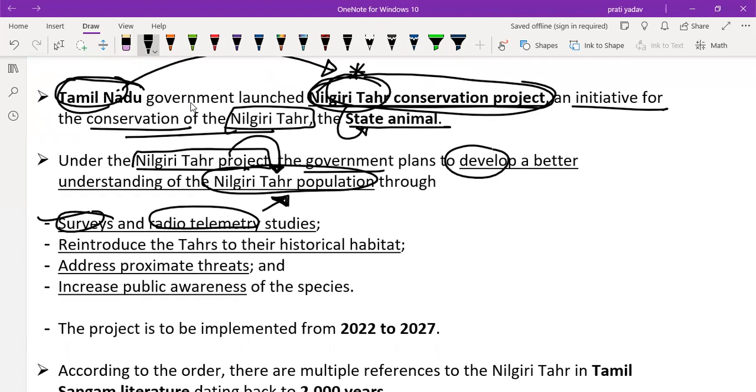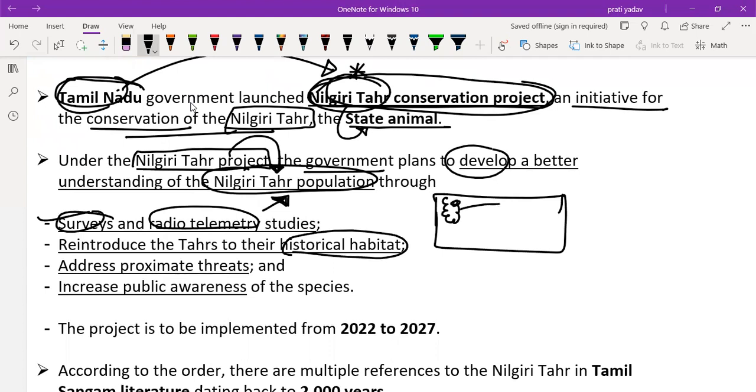Second one is reintroduction of Thars in their historical habitat. Earlier, let's say these are the areas where Nilgiri Thar were located, but now they move to other areas for grazing, for reproduction or for other activity. So the government of Tamil Nadu wants to reintroduce Nilgiri Thar in its historical habitat. Third, address proximate threats. The government also addresses the threats which reduce the population of Nilgiri Thar and works on that area.